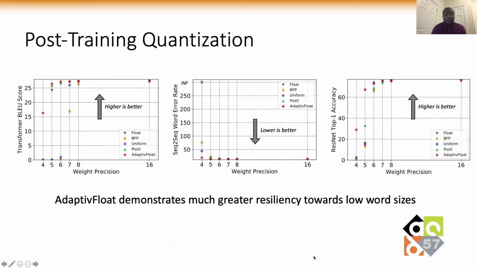Now, if you were to look at the accuracy trend for post-training quantization, we generally see that as the weight bit precision decreases from 16-bit to 4-bit, adaptive float, which is shown here in the red star, consistently produces higher performance, whether we look at the Transformer BLEU score, the sequence-to-sequence word error rate, or ResNet top-1 accuracy. And please refer to the paper to see the bare accuracy numbers.